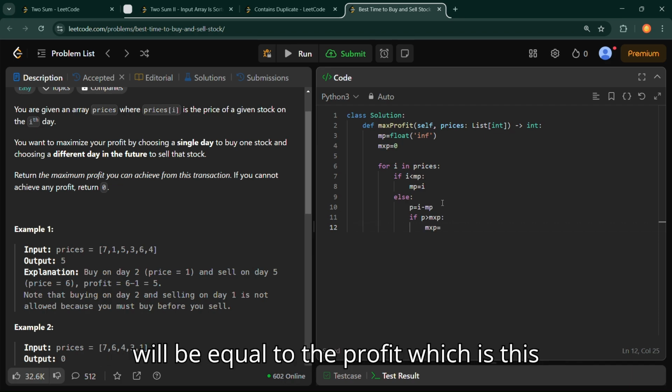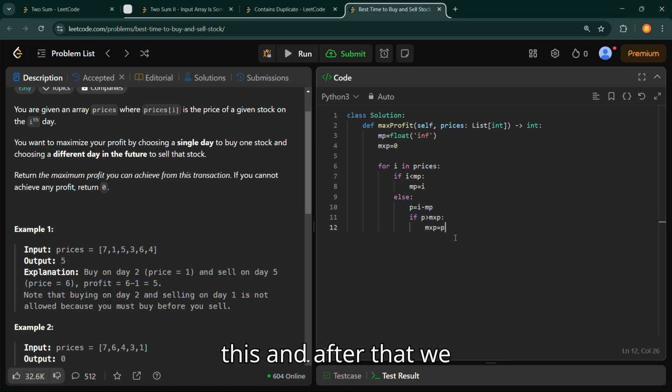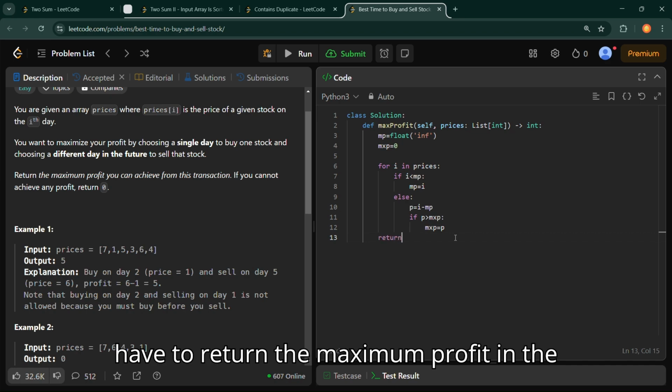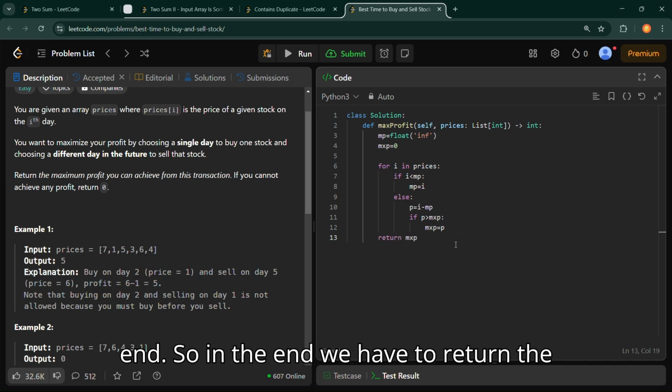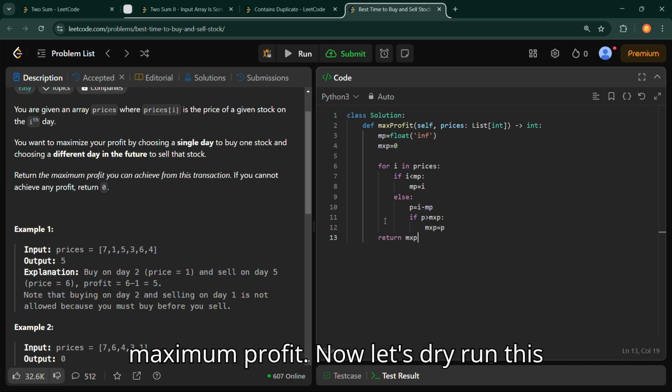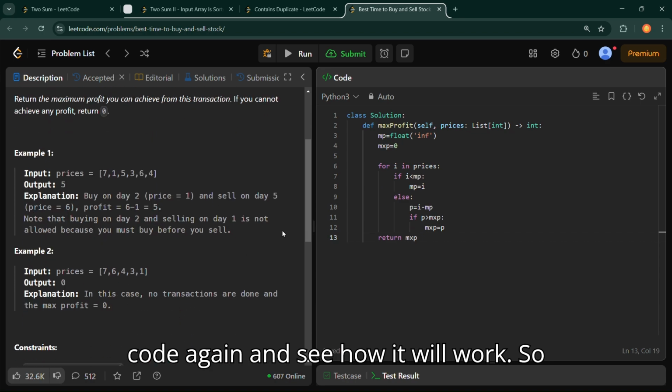So the maximum profit will be equal to the profit, and after that we have to return the maximum profit in the end. So in the end, we have to return the maximum profit. Now let's dry run this code again and see how it will work.